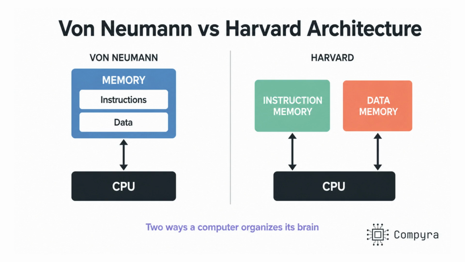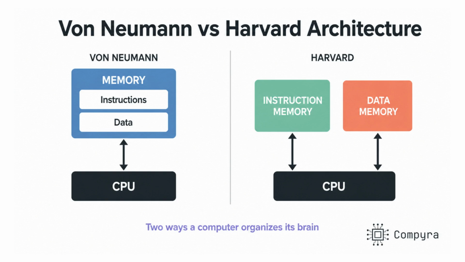Hello, friends. Every computer you've ever used, your laptop, your phone, the chip inside your microwave, is built around one of two basic blueprints. One of them, the von Neumann architecture, is what powers most of the devices you interact with daily. The other, the Harvard architecture, quietly runs inside billions of smaller chips you never see.